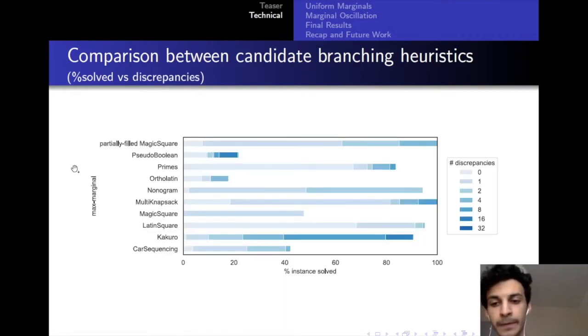Because we're using LDS, we can use the number of discrepancies as a proxy for how well the heuristic is guiding the search. So here we are interested in max marginal. We represent the percentage of solved instances per problem colored by the number of discrepancies introduced in the search. And interestingly, we observed that in some problems, for instance, primes or Latin square, we solve a large proportion of them in very few discrepancies. So this indicates that max marginal efficiently searches the solution space.